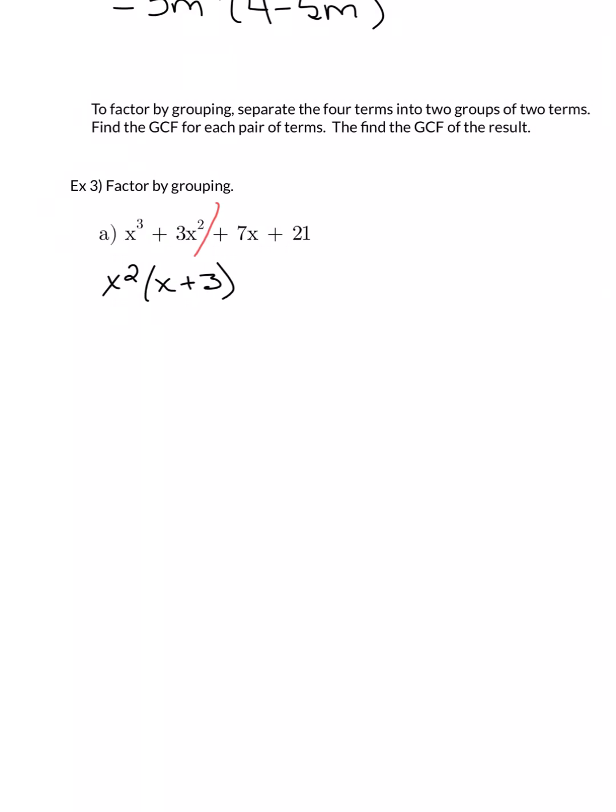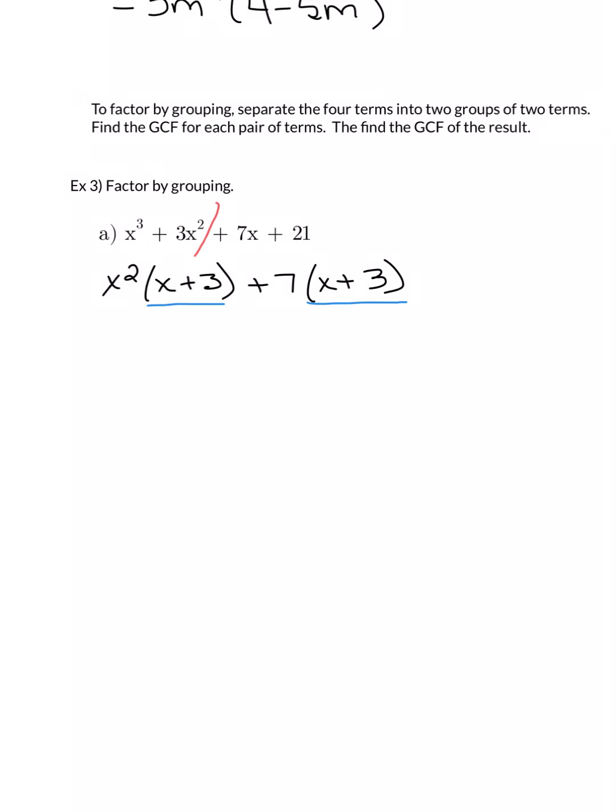Now look at the second pair of terms, 7x and 21. What's in common with those 2 terms? A 7 is in common. So we're going to take out a 7. If we take 7x divided by 7, the x is left. And if we take 21 divided by 7, there is a 3 left. So what you need to notice is that there is a common factor now of x plus 3. That should happen when you're doing factoring by grouping.